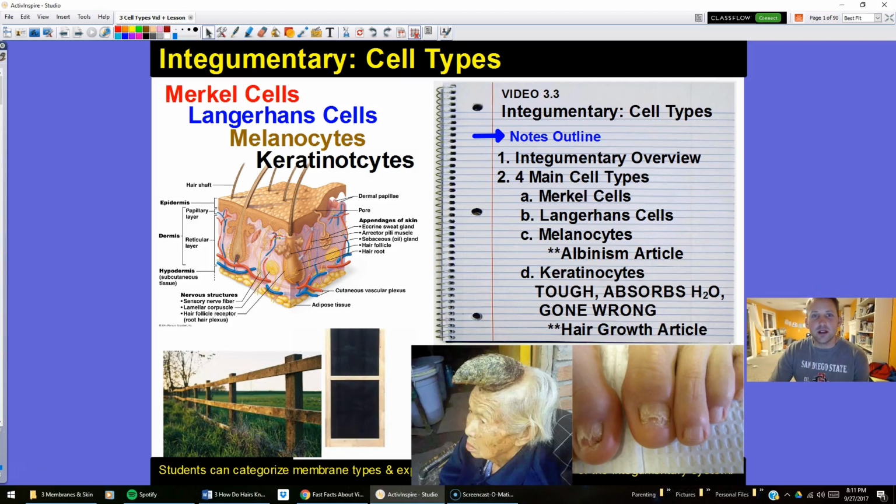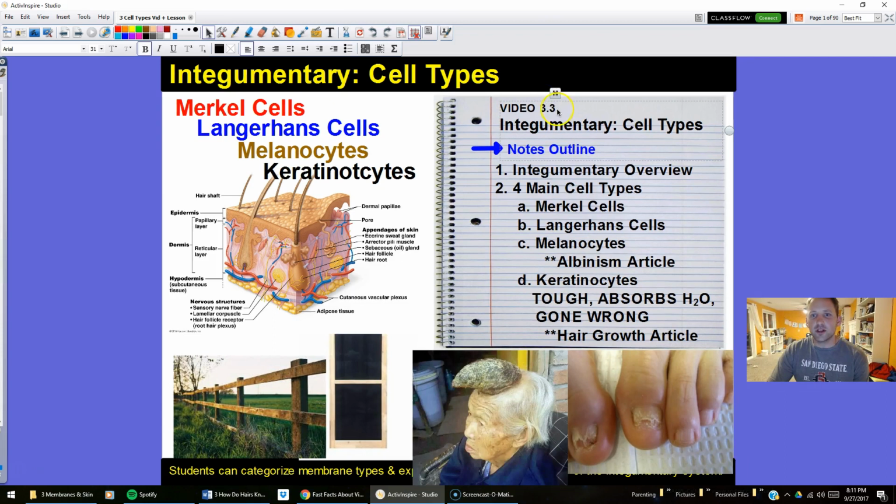Alright guys, so we are here back at my house for video 3 of our third unit, video 3.3 on the cell types of the integumentary system. This is a pretty meaty lesson, talking about four main cell types: Merkel cells, Langerhans cells, melanocytes, and keratinocytes.